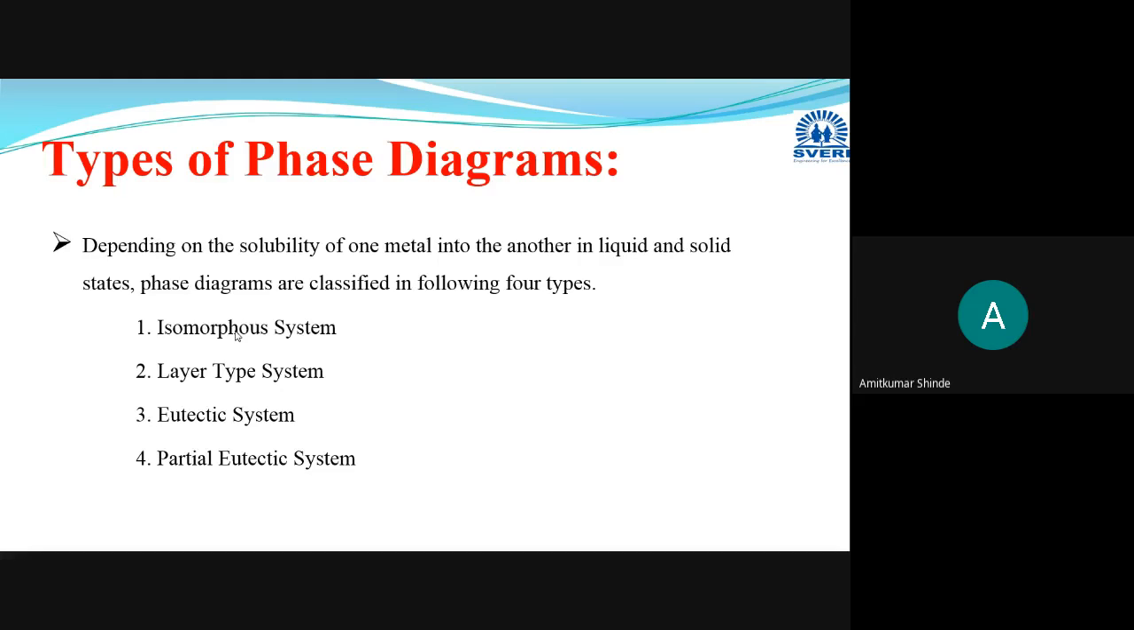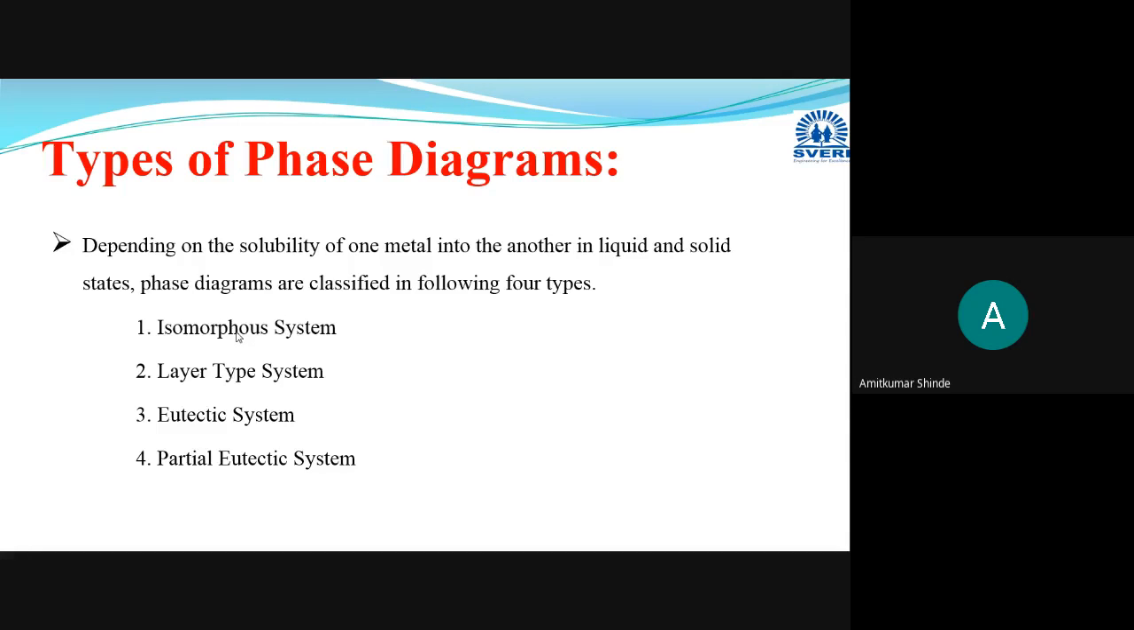Then the second type is the layer type system, when both metals are completely insoluble in each other in the liquid state as well as in the solid state. In the isomorphous system, metals are completely soluble in each other in the liquid as well as the solid state, and in the layer type system, both metals are completely insoluble in each other in both the liquid and the solid state.